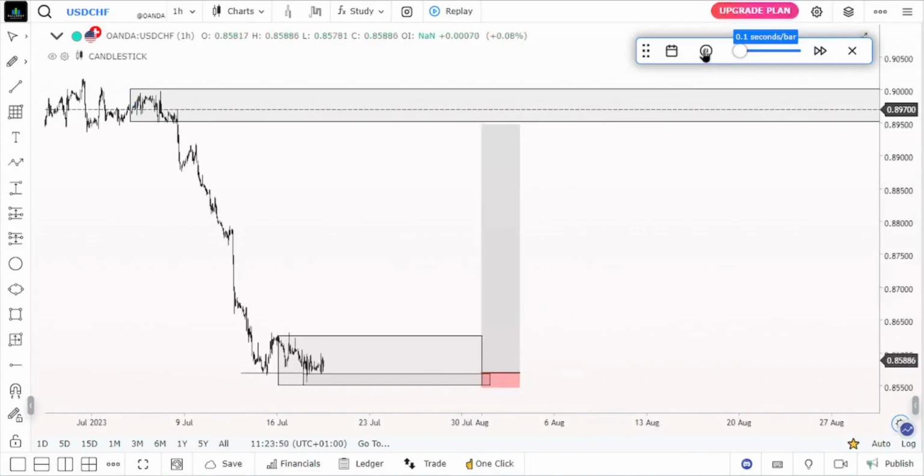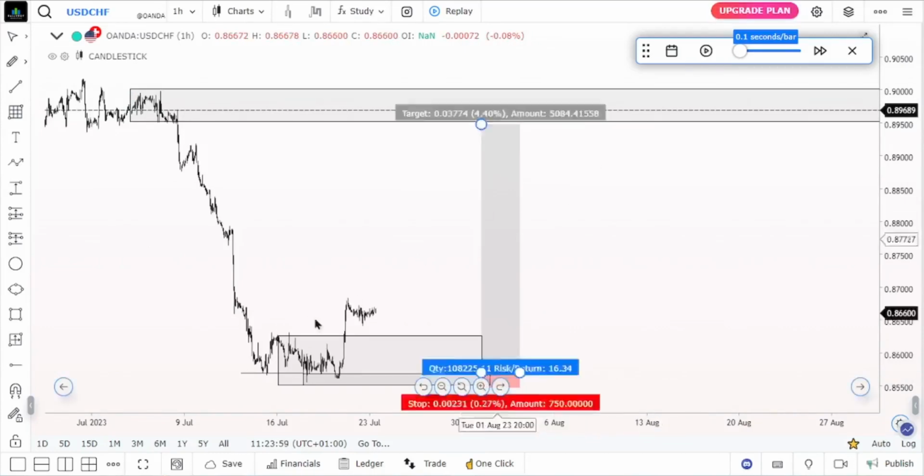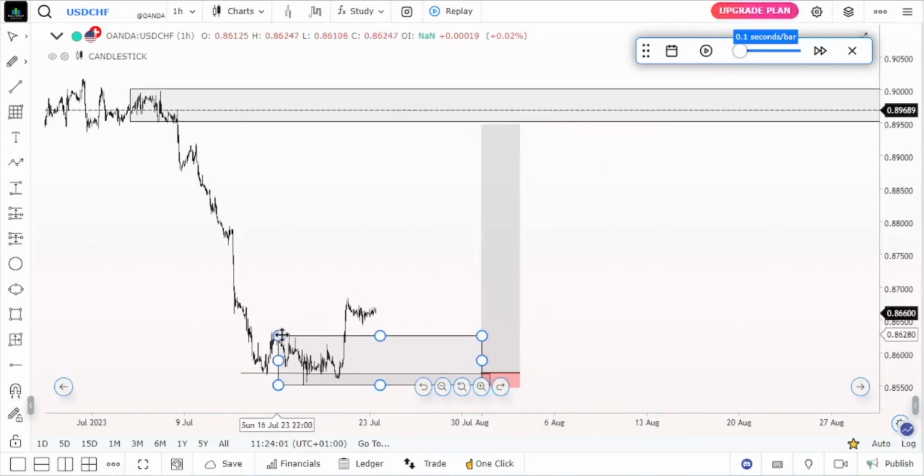So as you can see, we have been tapped into the market. Price has tapped into that refined OB, and the price has started going back up. Now, before we go any further, once price closes above this high or breaks this high, you can move your stop loss to break even.